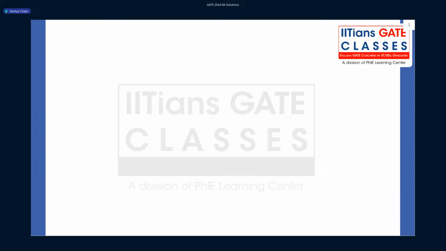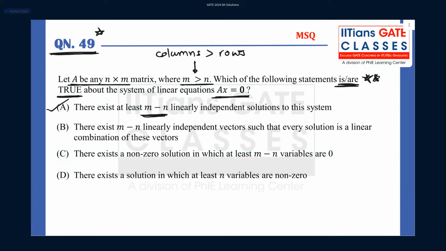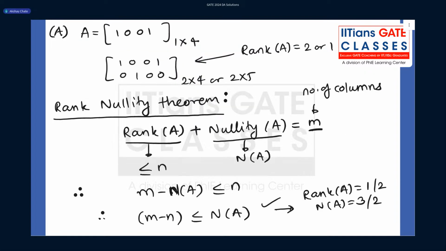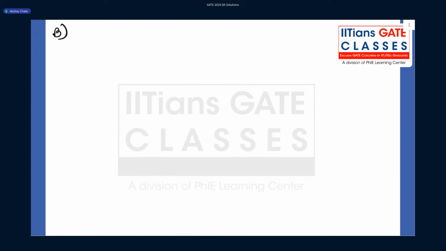So now let's go to the second option. The second option says there exist m minus n linearly independent vectors such that every solution is a linear combination of these vectors. So this is again a technically heavy statement. We know that there can be at least m minus n linearly independent solutions. So let's assume that there are m minus n.